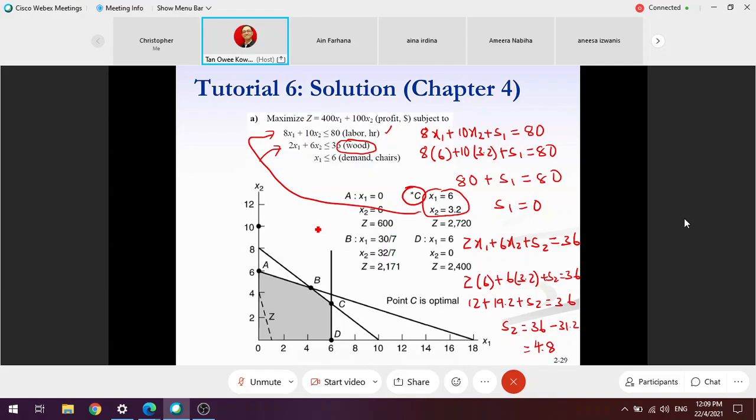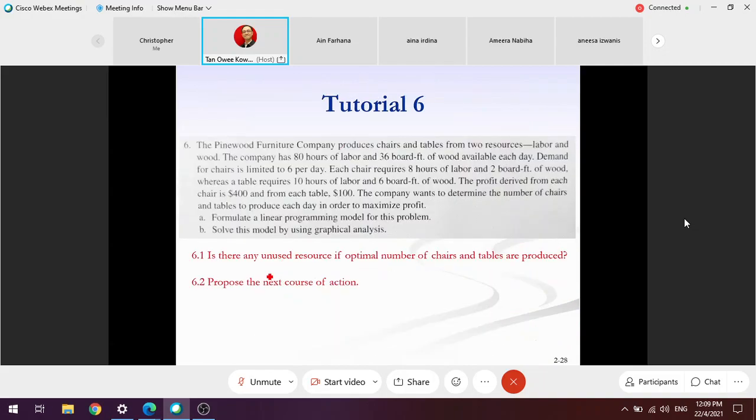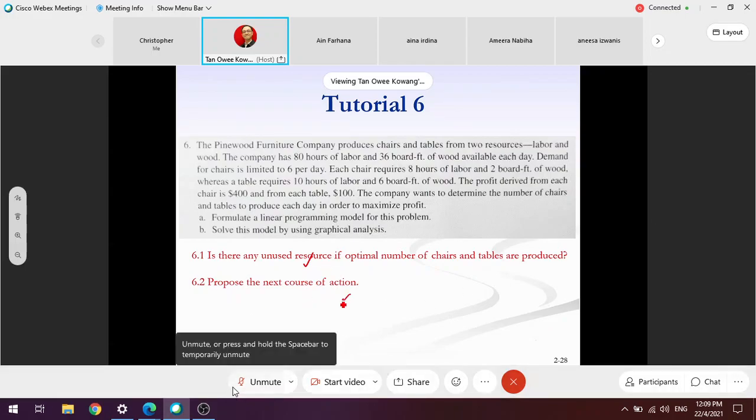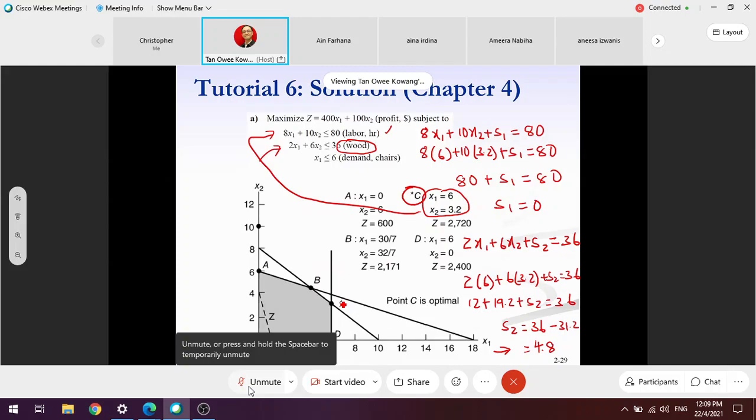Okay, so what do you suggest to do for this 4.8 units of extra wood? What's the suggestion? What should I do next? That is what the question asks. That I calculated. There's no unused resources for labor, but there's unused resources of wood. Propose the net cost of action. What will you propose? What should I do?